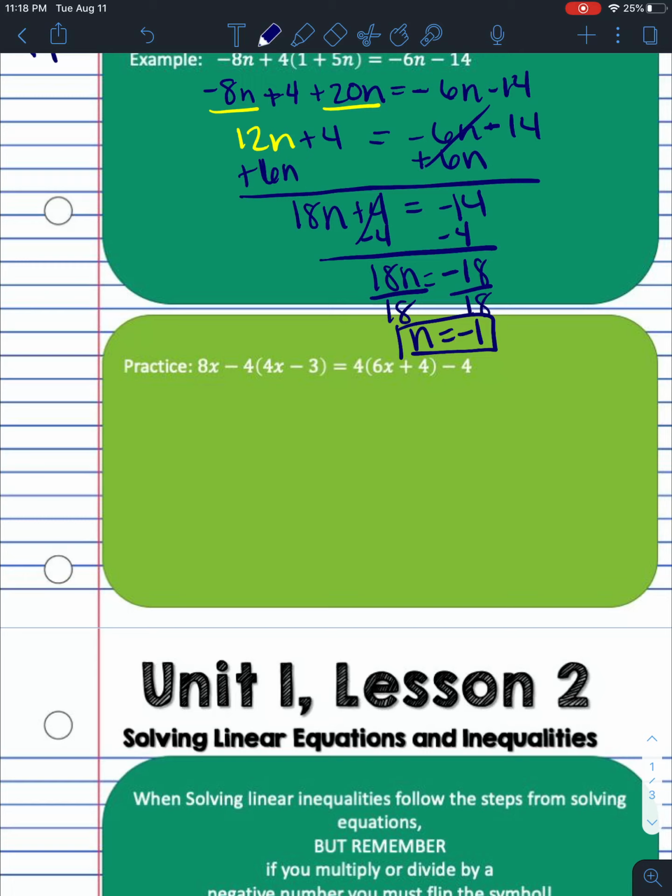So let's look at this next problem. I'm just going to erase, let me write it over here. n equals negative 1, there we go.